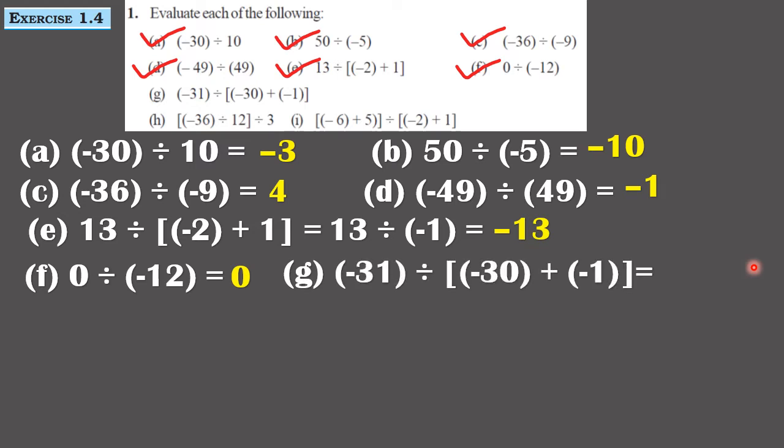Next, negative 31 divided by negative 30 plus negative 1. So first we have to find minus 30 plus minus 1. Two negative integers adding, so we have to add it. So it is minus 31. So it is minus 31 divided by minus 31. So negative by negative, so positive 1 is the answer.